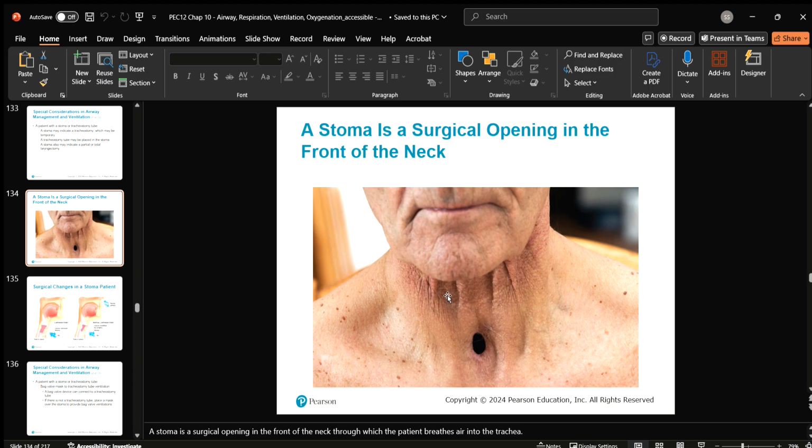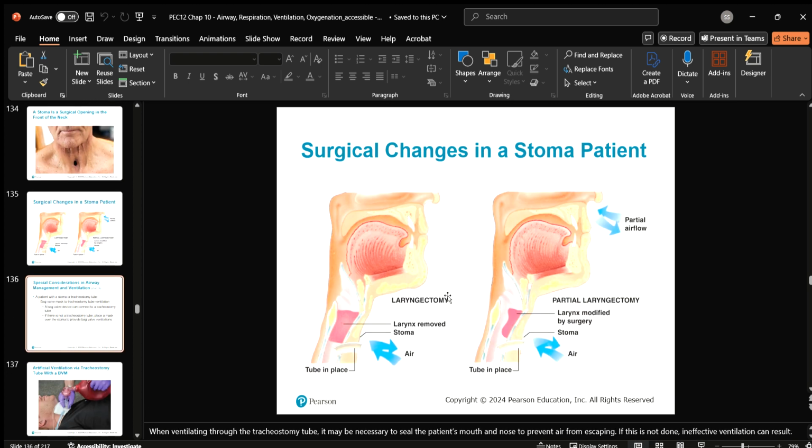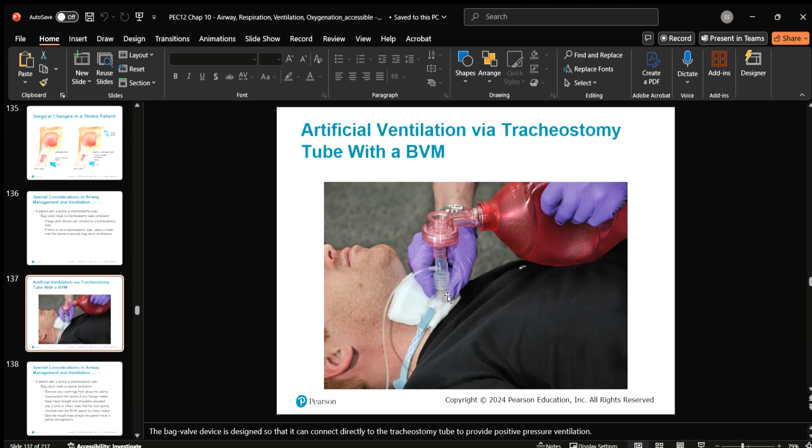So, do you think you would want to use an adult mask or a child, a pediatric mask for a stoma? Pediatric mask. Are those common or no? What? Stomas? Yeah. I've only seen one. But it's just something to take into consideration there.